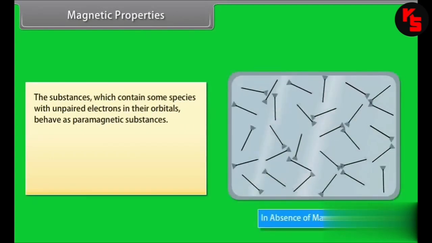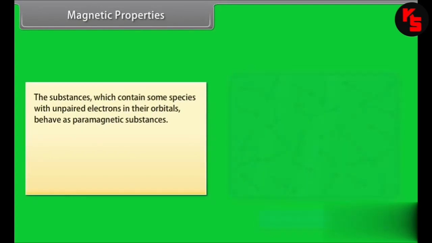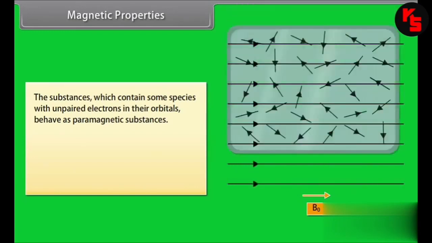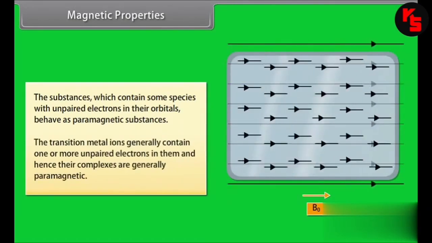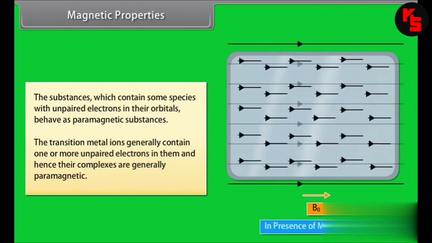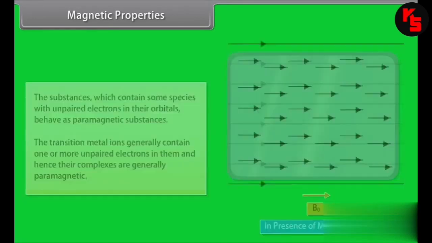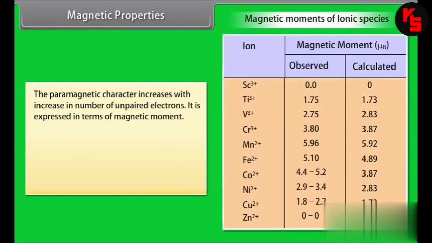Magnetic properties. The substances which contain some species with unpaired electrons in their orbitals behave as paramagnetic substances. The transition metal ions generally contain one or more unpaired electrons, and hence their complexes are generally paramagnetic. The paramagnetic character increases with increase in the number of unpaired electrons. It is expressed in terms of magnetic moment.